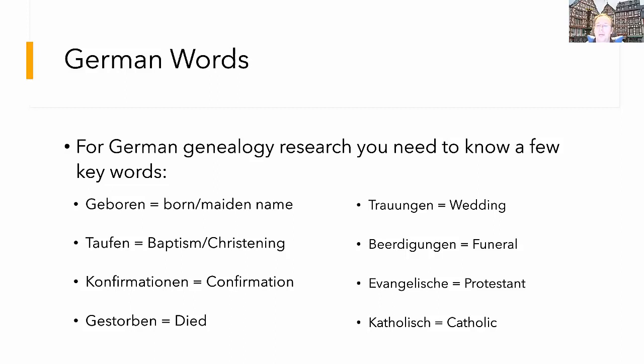So you're going to find, when you start getting into these records, you'll find the Taufen records, the Trauungen records, the Beerdigungen records. And if you don't know what those 3 words mean, you don't know what set of records you're looking at. So, if you're looking at the Taufen books, you're looking at the baptism books. If you're looking at the Trauungen books, you're looking at the wedding books, and so on.